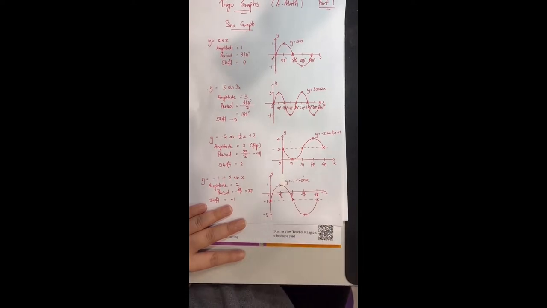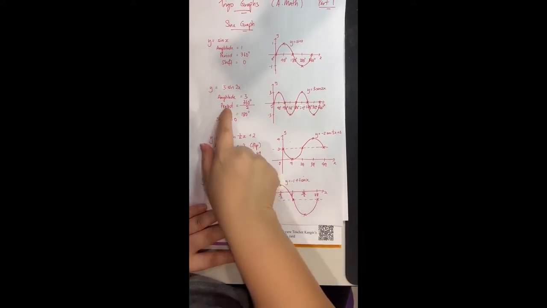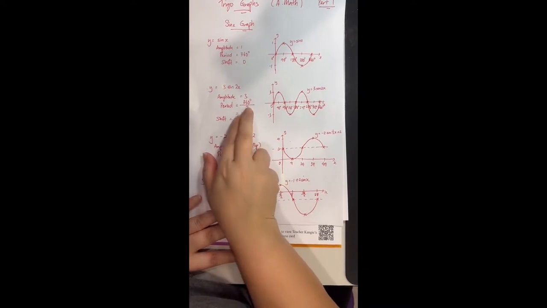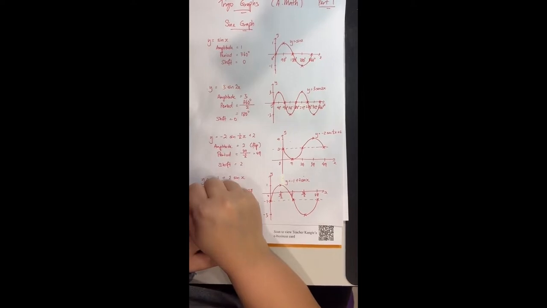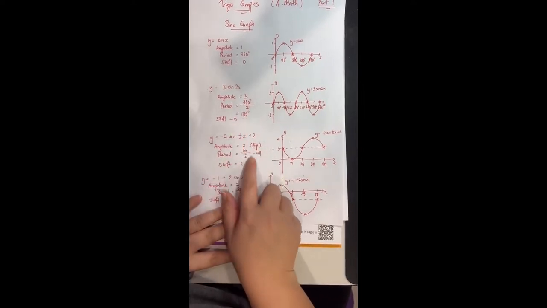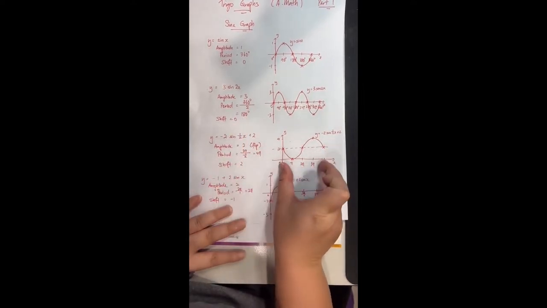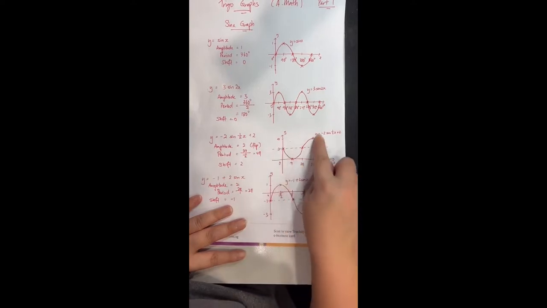The period is number of cycle. No, period is one cycle. This one, 180 degree will have how many cycle? In this case, 4 pi. So that means 4 pi is one cycle. Do you see? One cycle only.